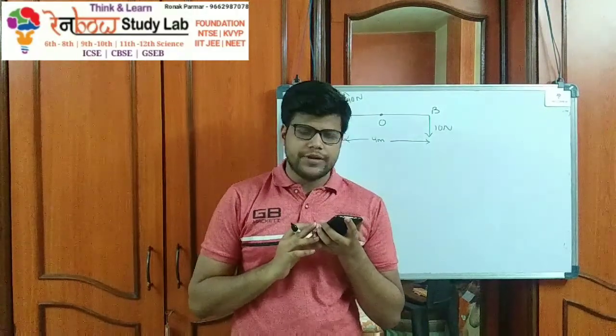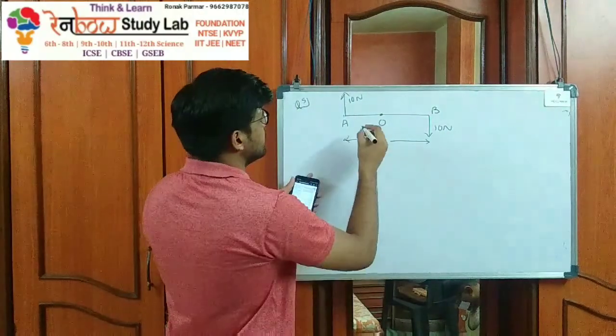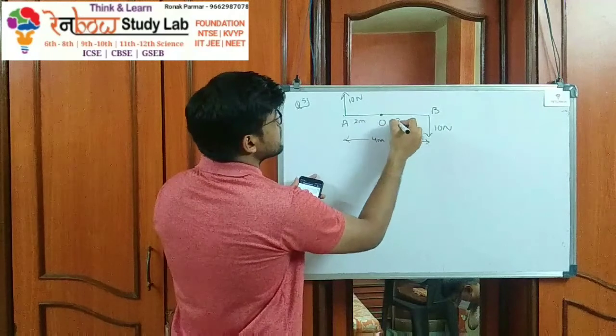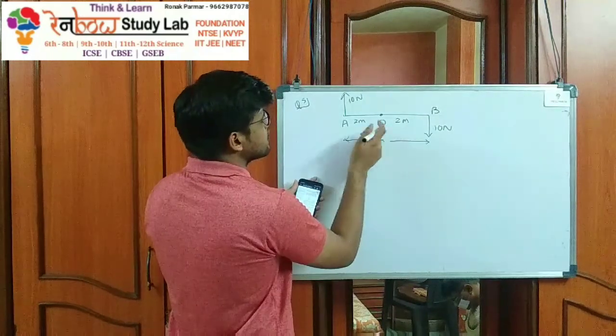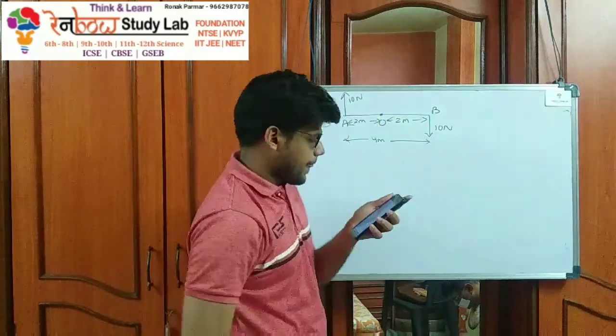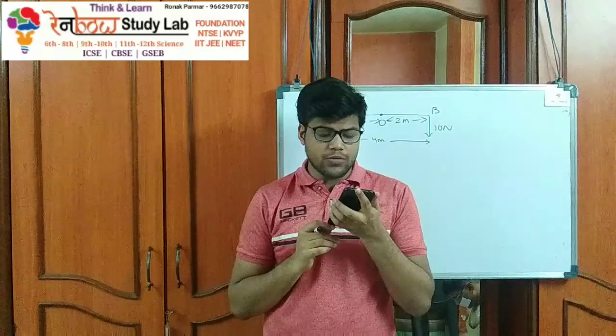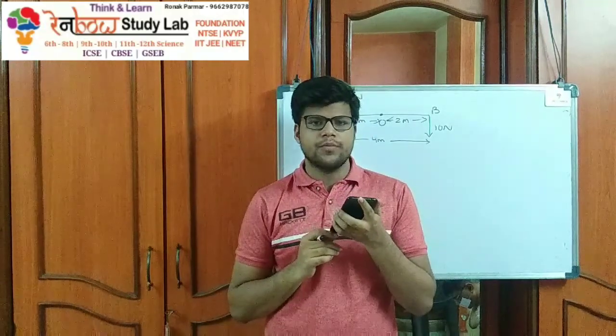In physics, figures are very important. Which is pivoted at its midpoint. So O is the midpoint. So this is 2 meter and this is 2 meter. Total is 4. This is the midpoint, 2 meters. Determine the magnitude of the resultant moment of forces upon the pivot O.